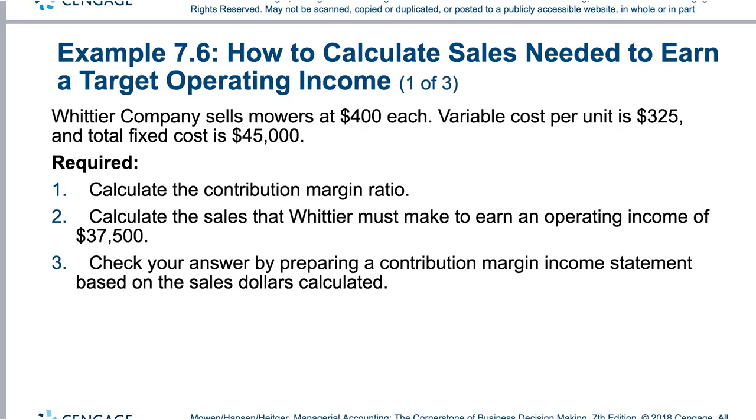So here's the wordy explanation of what it is that we're trying to do. We want to calculate the contribution margin ratio, which we did before. Calculate the sales revenue, right? Not the unit sales, but the revenue. Of course, we know it's going to be 440. And then we want to prepare a contribution margin income statement. So just like before, this is starting to get very repetitious, right?